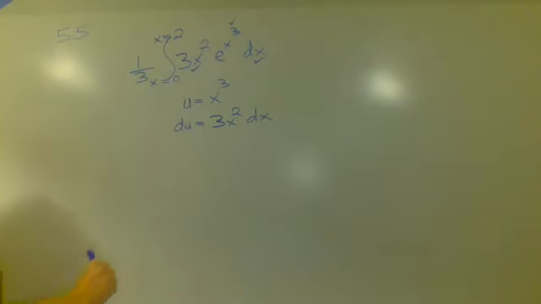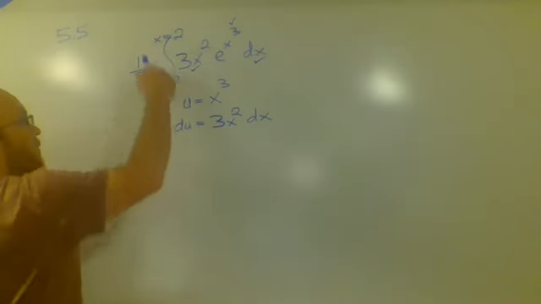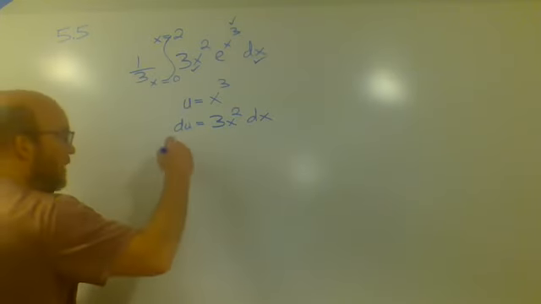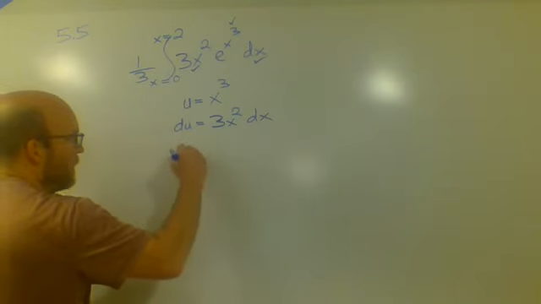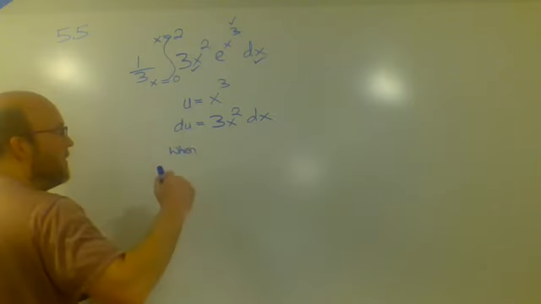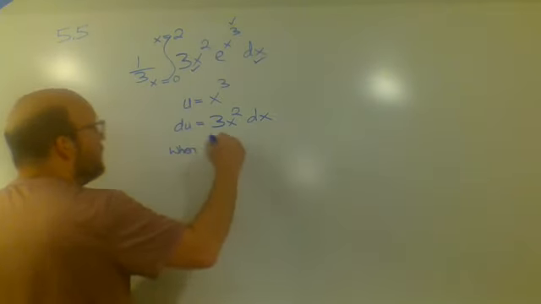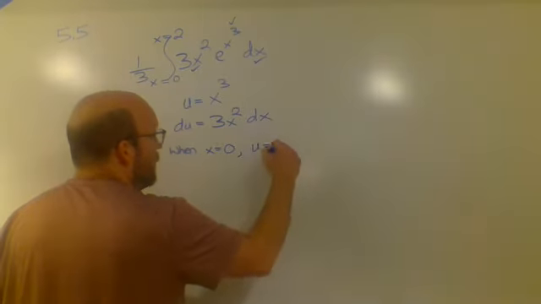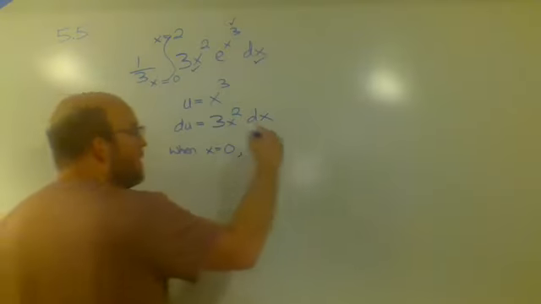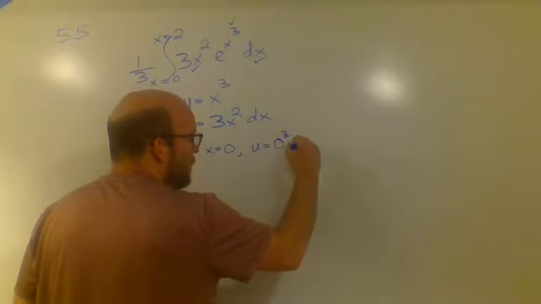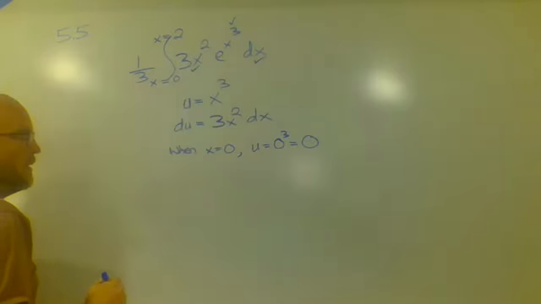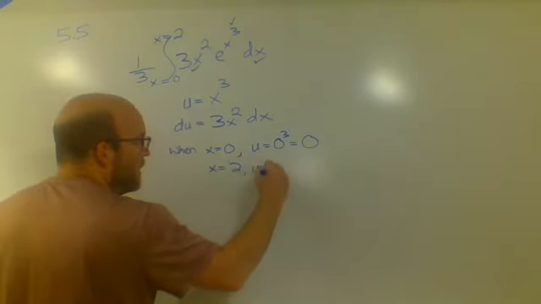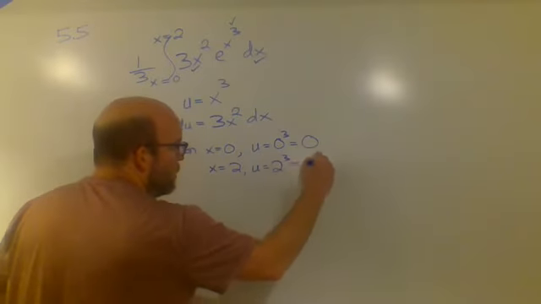The only thing we have left to deal with are these x is equal to 2 and x equals 0. Okay, so all we have to do, and we don't have to write it out in words ever again, is realize that when x is equal to 0, then u would be equal to, remember, u is equal to x cubed, so u would be equal to 0 cubed, which is still 0. And likewise, when x is equal to 2, then u is going to be 2 cubed, which would be 8.